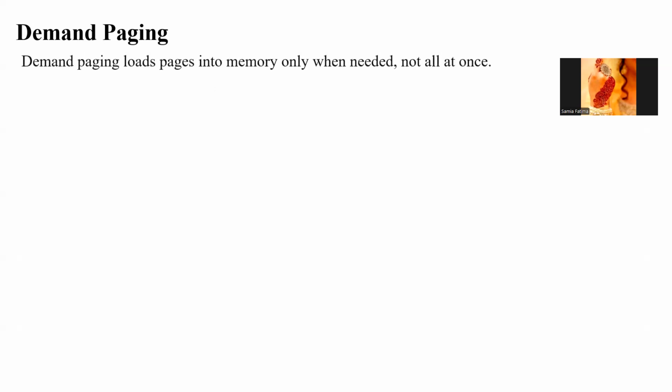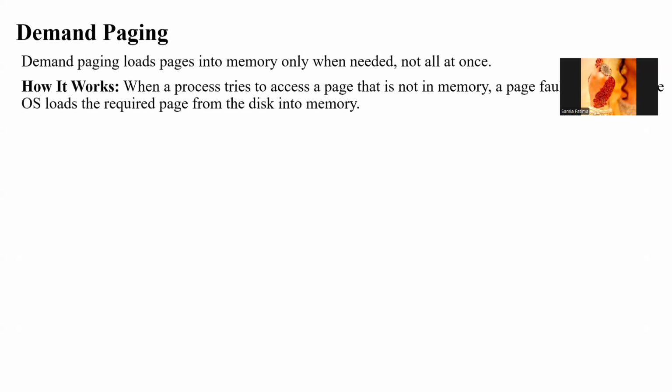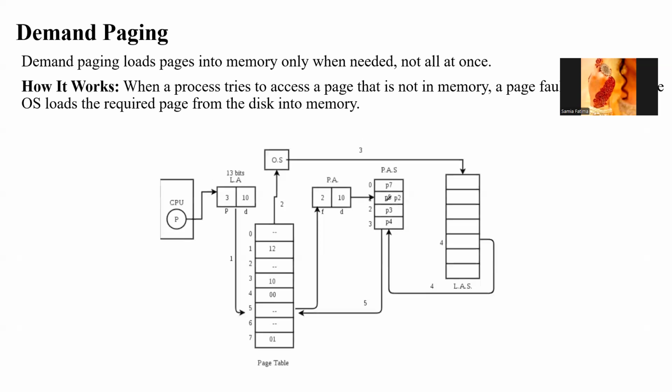Now I'm going to talk about demand paging. Demand paging loads pages into memory only when needed, not all at once. How it works is that when a process tries to access a page that is not in memory, a page fault occurs and the OS loads the required page from the disk into memory.